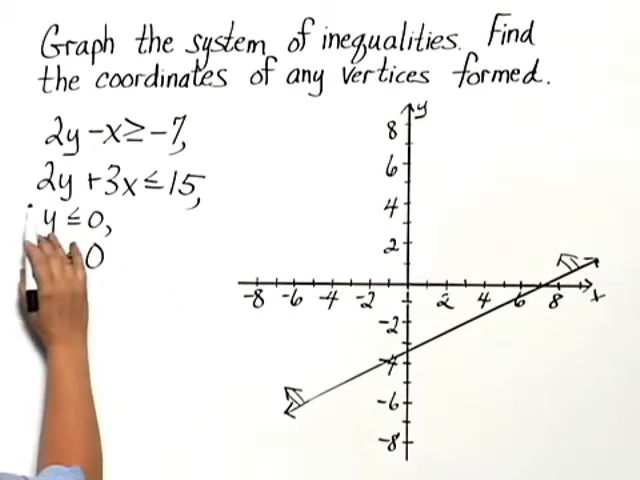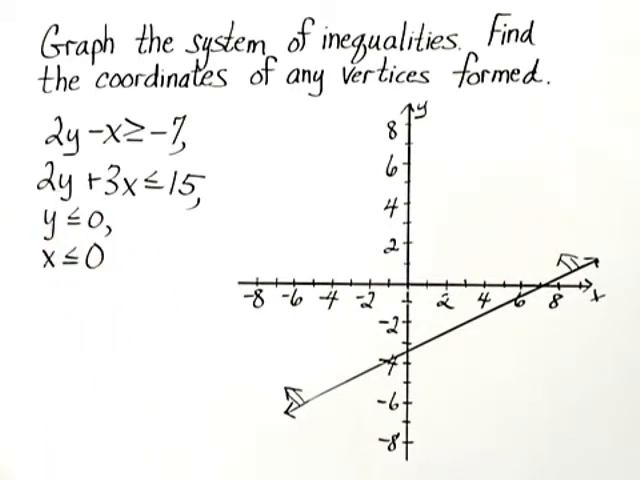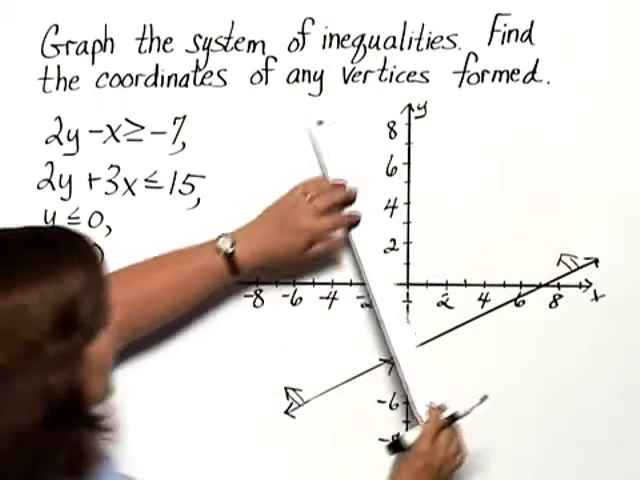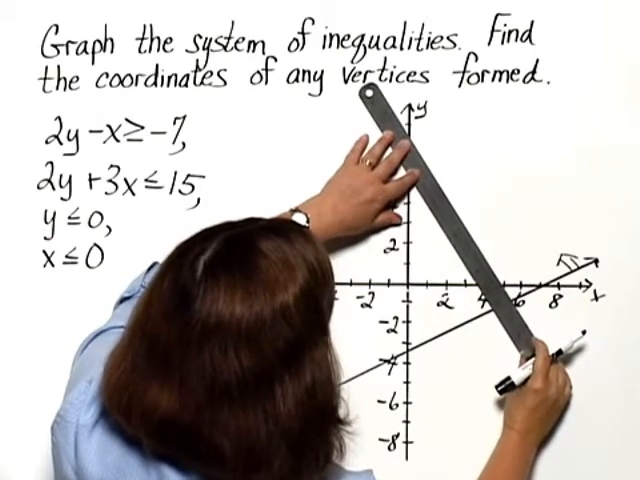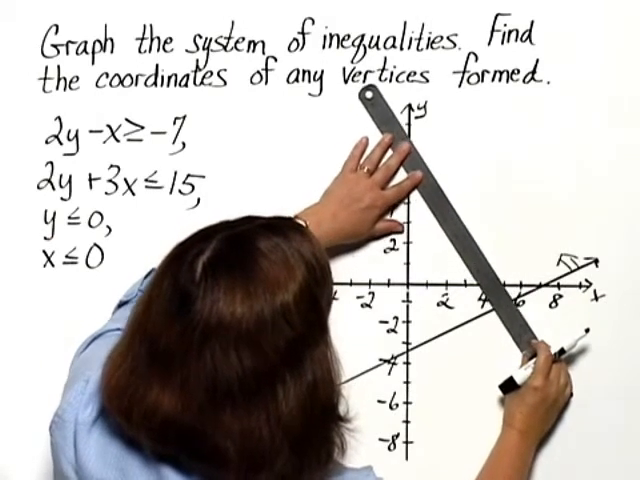Next, let's work on the next inequality. 2y plus 3x is less than or equal to 15. Again, we're going to graph the line 2y plus 3x equals 15, and we'll graph it solid because the less than or equal to sign includes the line. And if we graph that line, we see that it goes right around here.